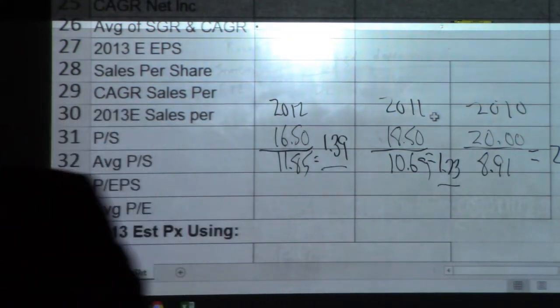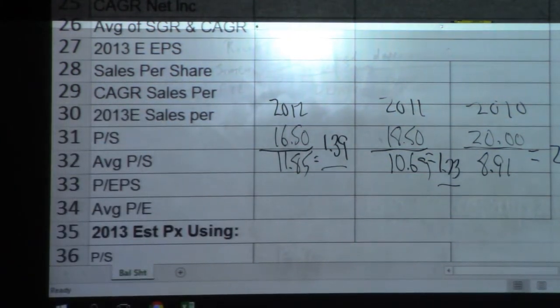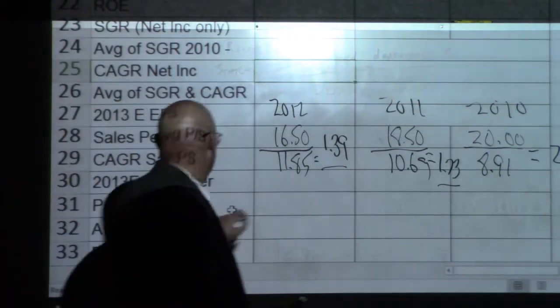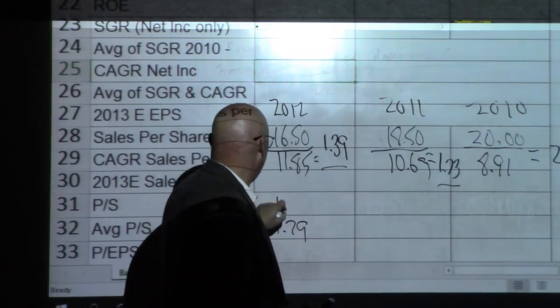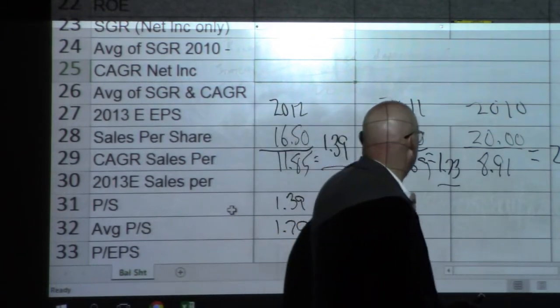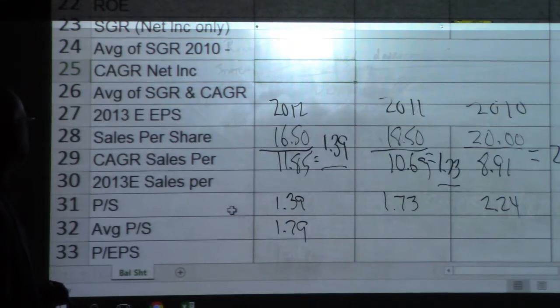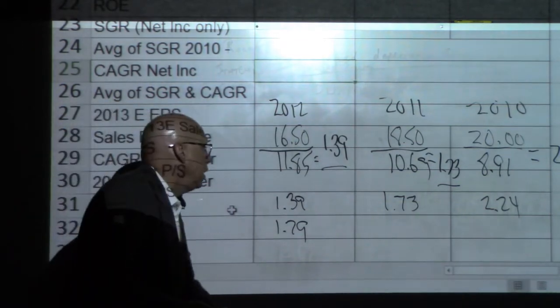Let's see if we can get this thing to move a little bit so we can fill it in right. Average price to sales, 1.79. So this is 1.39, 1.73, and 2.24. Okay? All right, now let's find the price to earnings. So let me write this down. The average price to sales is 1.79. So we're going to use that. Now let's find the average PE.